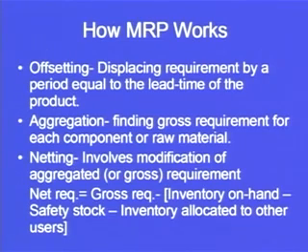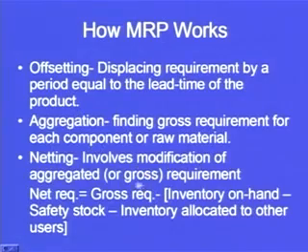If you remember the diagram, there on the x-axis we have shown the offset. Then aggregation: finding gross requirements for each component or raw material. Now we will add up the requirements for each material, to see for the final product what the aggregate requirements of the subcomponents are going to be. Then netting involves modification of aggregate or gross requirements. So what will be the net requirement? It would be the gross requirement minus the inventory on hand, minus safety stock, minus inventory allocated to other users. So basically we will be able to judge the net requirement.